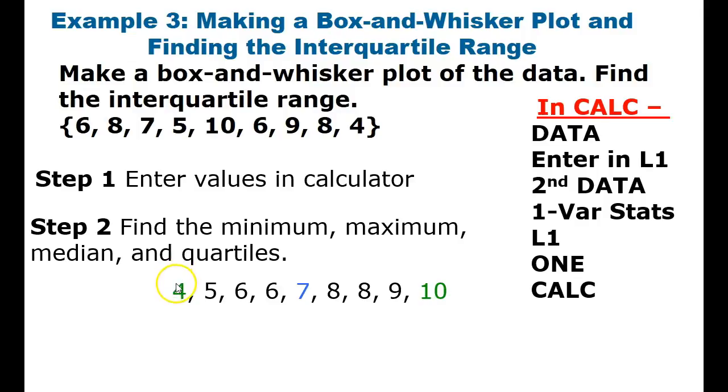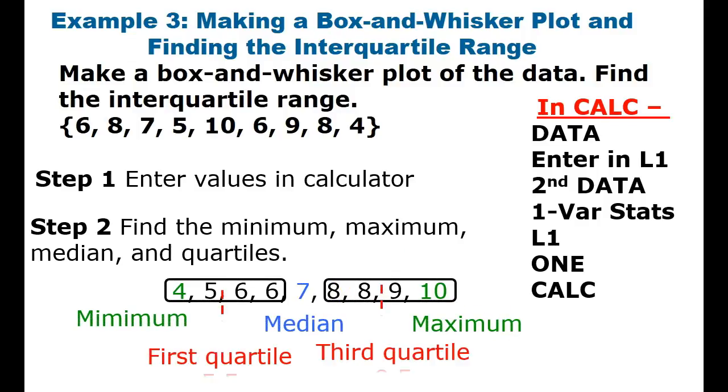So the minimum is 4, maximum is 10. 7 is the middle number. Remember, when we have one middle number, we don't use it when we look at the bottom half and the top half. So this is our bottom half here from 4 to 6, and our top half is from 8 to 10. We've got to find the middle of each of those to find our quartiles. The first quartile is going to be the middle of the bottom half. It's halfway between 5 and 6, so you say 5 plus 6 divided by 2 to get 5.5. The third quartile is between 8 and 9, so 8 plus 9 divided by 2 gives you 8.5.